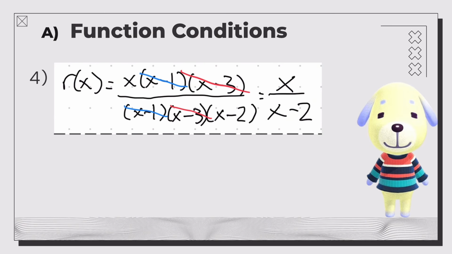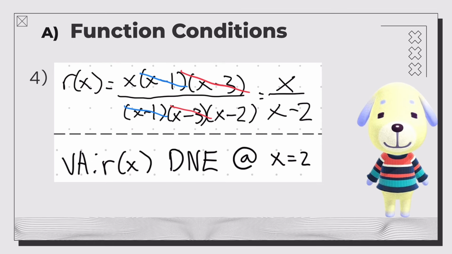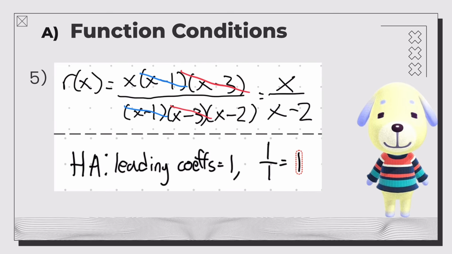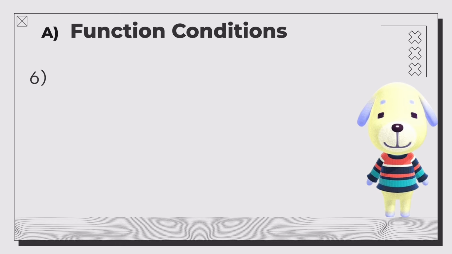Next, again, by crossing them out and finding the simplified version, we can find the vertical asymptote because r of x does not exist where x equals 2 because you cannot divide by 0. The function will not exist there. Next, we have the horizontal asymptote. Since the leading coefficients are 1 on both the top and the bottom, we divide them and that gets us 1. And we can do this since the degrees of the top and the bottom are the same. So the horizontal asymptote is 1.